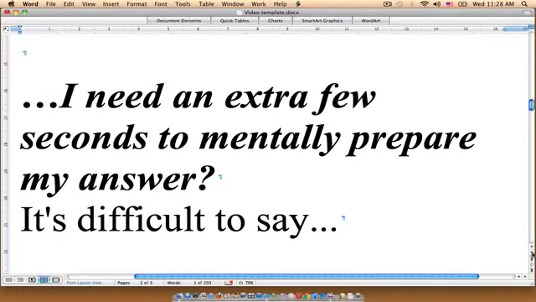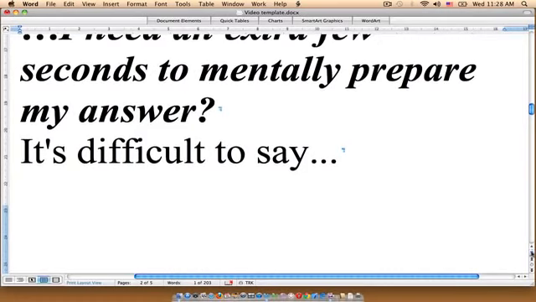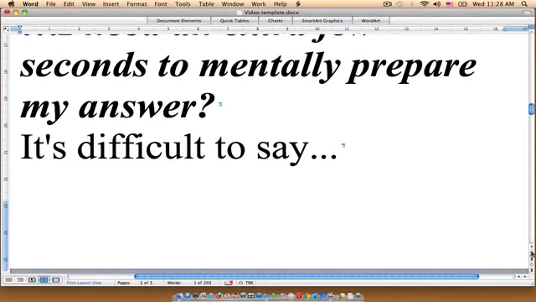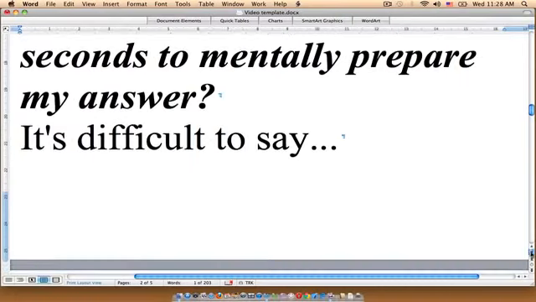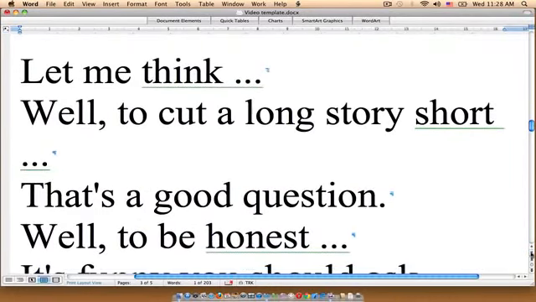So some ways that we can avoid this is to use these following phrases. So now if you're asked a question and you just need an extra couple of seconds to think about what it is you're going to say, try one of these. It's difficult to say. Now, if you say it in that sense, you even give yourself a few extra seconds to think further. So if the examiner asked me something, and I'm not really sure what I'm going to say, I might say, it's difficult to say. And then I prepare in my mind for a few seconds what it is I'm going to respond with. Let me think.